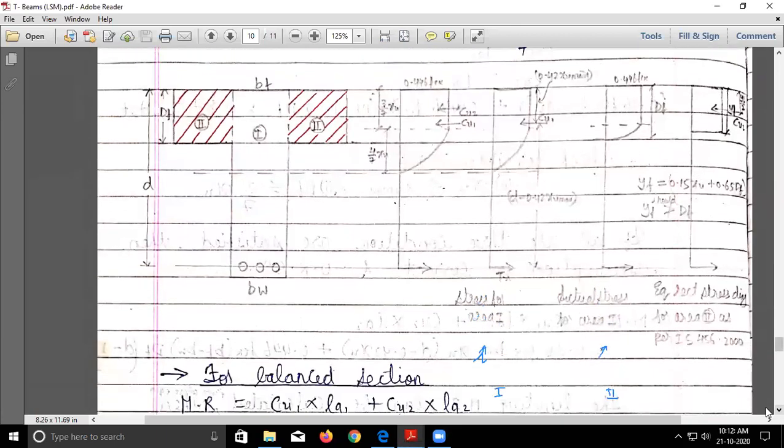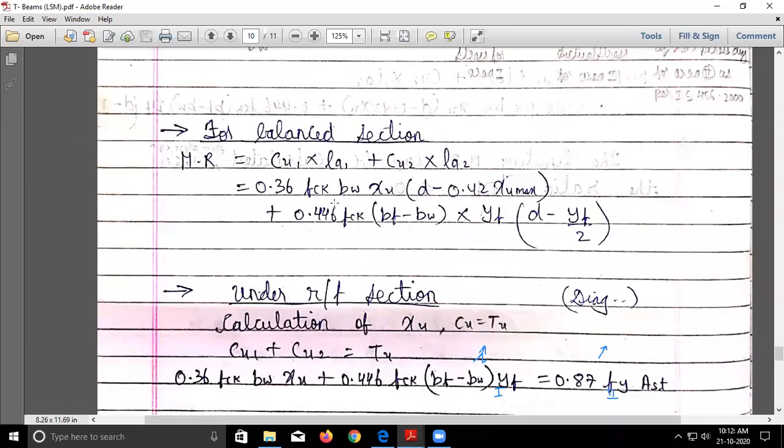So now let us see, for a balanced section what will be MR? Cu1 into lever arm 1 plus Cu2 into lever arm 2. Cu1 तो सेम ही रहेगा. ठीक है, सो this will be XU max, actually 0.36 FC के BW into XU max into D minus 0.42 XU max plus second force into lever arm, 0.446 FC के BF minus BW into, जो DF होता था उसके जगह पे अभी क्या आ जाएगा? YF. This is the only difference, you have to remember this.